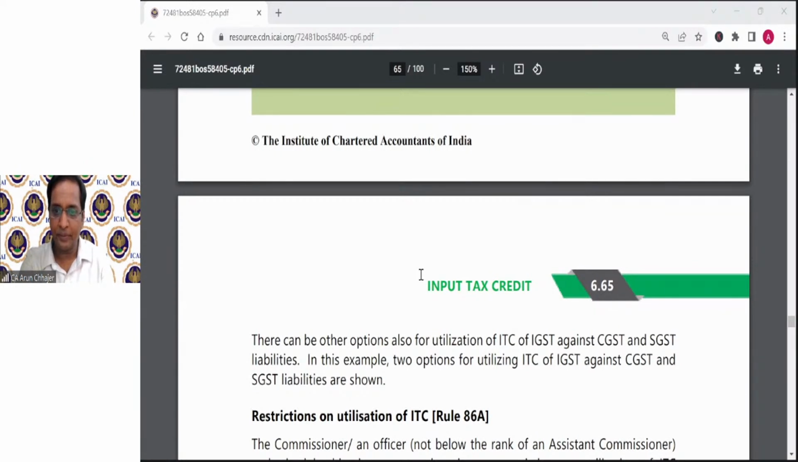Ishant, Priyakant, some participant has asked a question. Kindly wait for some time. We will definitely take up all the questions.